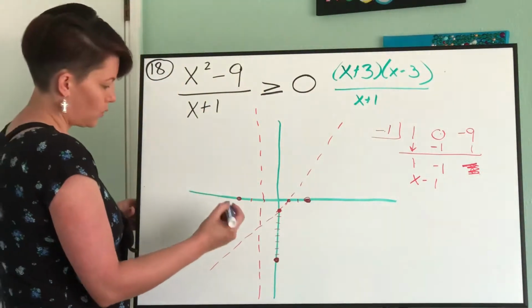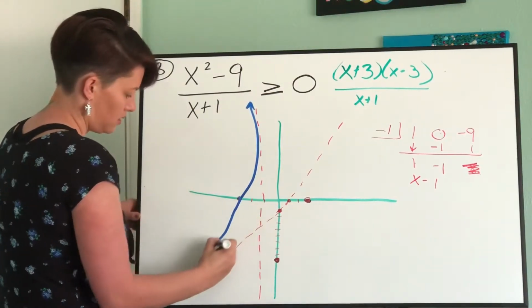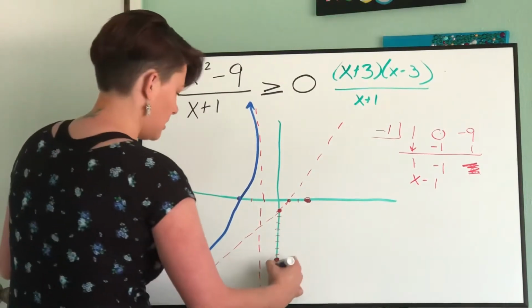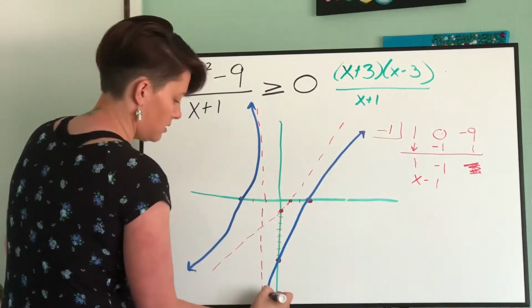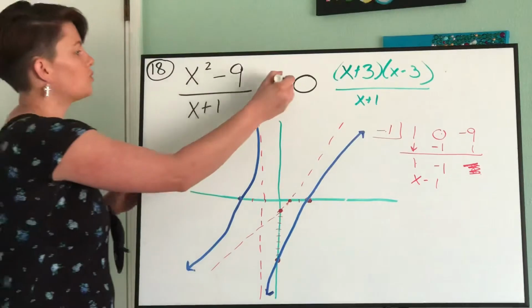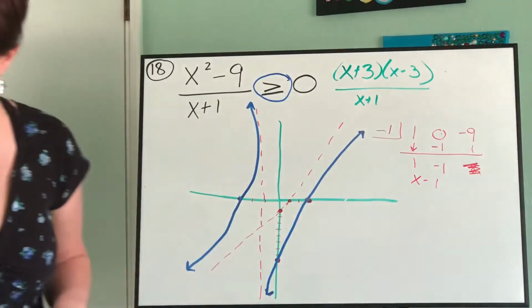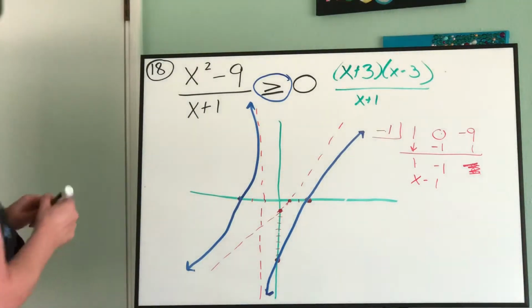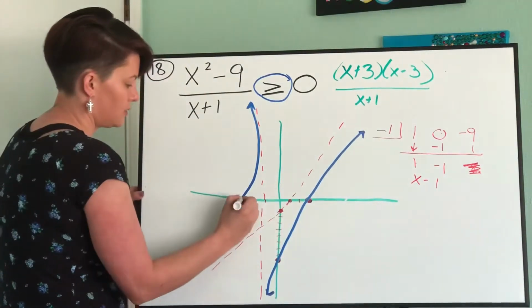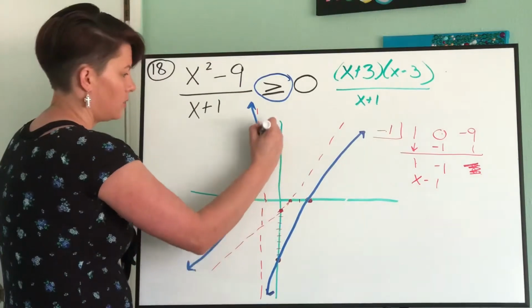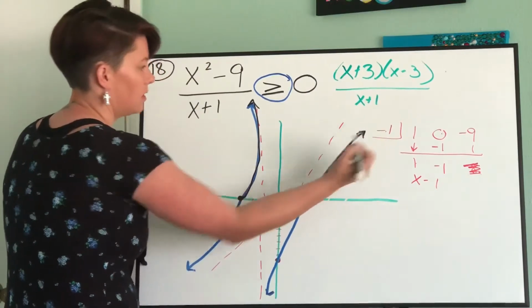And so it would go like this, and then it would go like this. And remember, the question was, where is it greater than or equal to 0? It's greater than or equal to 0 where it's above the x-axis. So it's from here all the way up through here, and then from here all the way up through here.